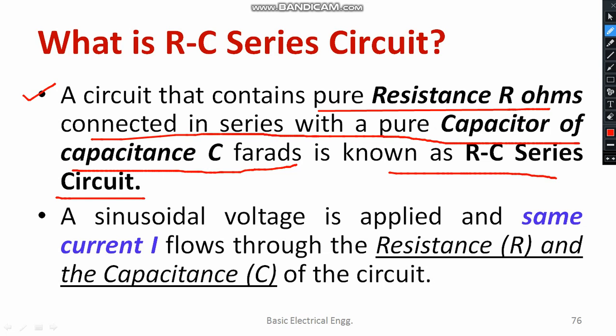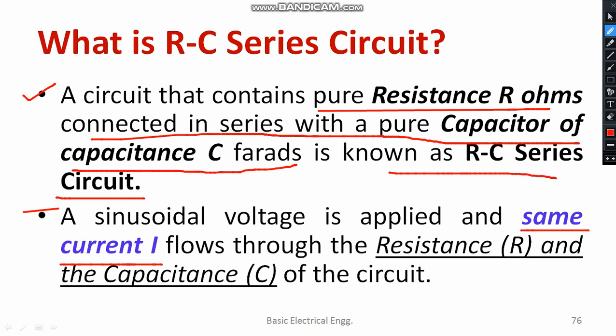If both R and C are connected in series, then we will come to know that the same current I flows through both the resistor and the capacitor. Am I right or not? Because it's a series circuit, no? So the same current will be flowing through the circuit, but the voltage across the resistor and the capacitor will be getting divided. You know the basics of a series circuit.